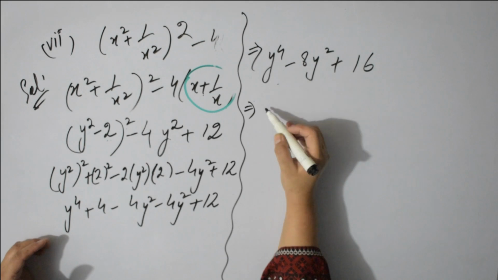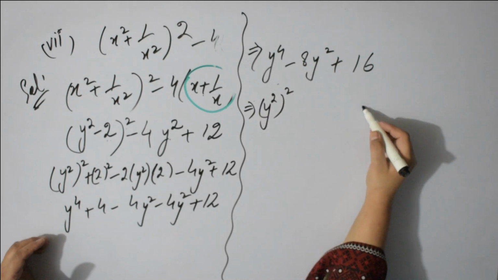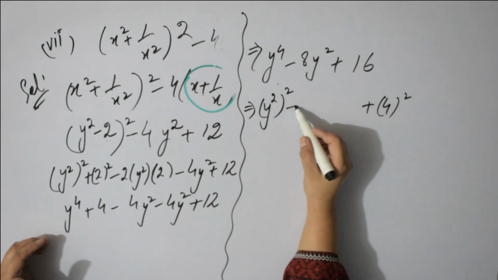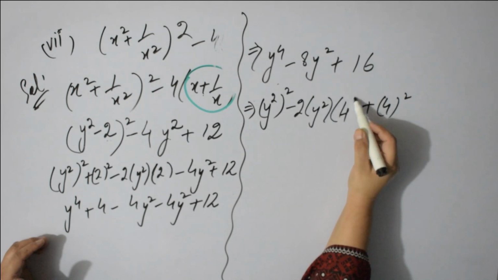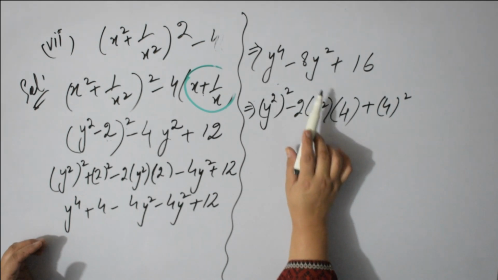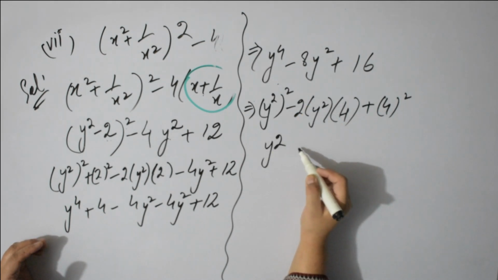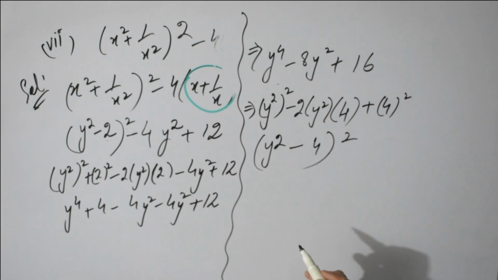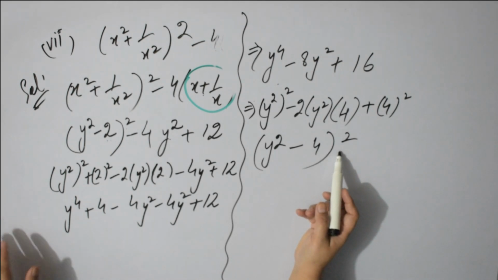I am writing it in standard form. The standard form of y^4 is (y^2)^2, and the standard form of 16 is 4^2, and it is 2 into first into second. This is my first term, this is my second term. So 4 twos are 8y^2, yes, this is correct with the middle term. So it is the formula of (a minus b)^2. Yes, (y^2 minus 4)^2.